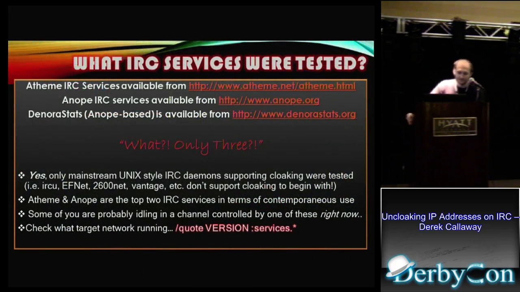So what was tested? We tested Atheme, Anope, and Denora Stats, and these three are the most in use at the moment. Denora is derived from Anope to begin with, so they're pretty similar. Now there are some networks still out there that don't use cloaking at all, where you can just see their address if you whois them, and I have those listed here. So Undernet, EFnet, 2600net, etc.